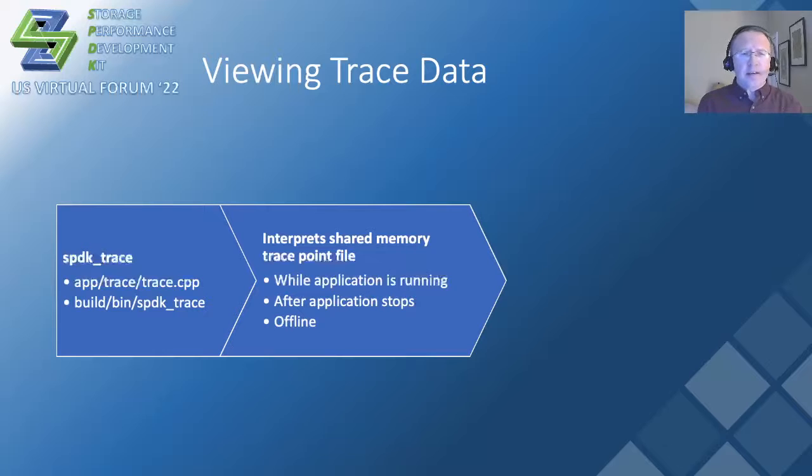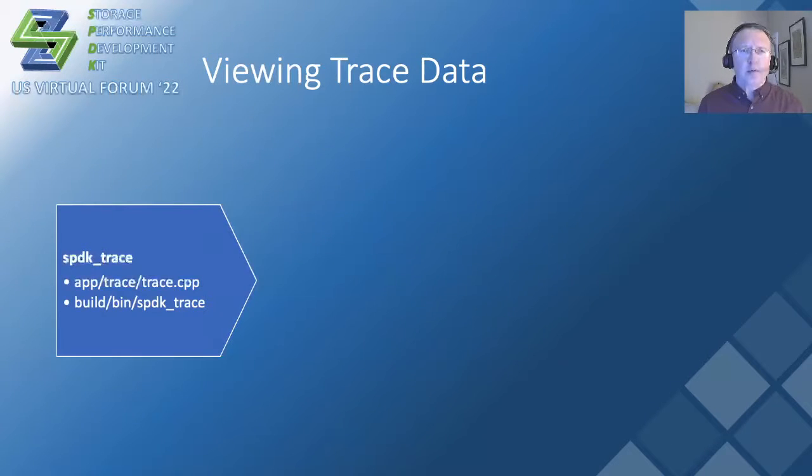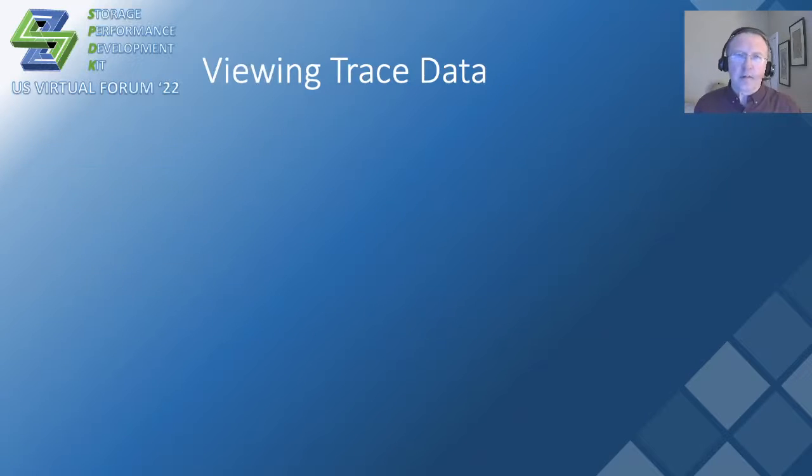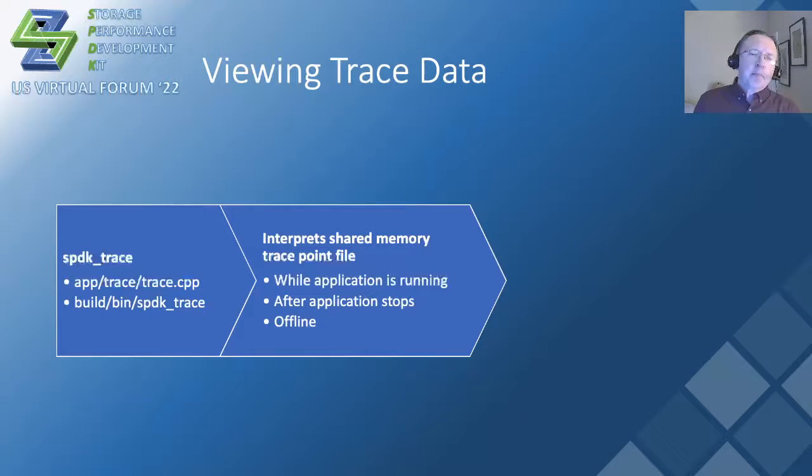If we go back to the previous slide, we can see that it points to the shared memory file in the file system. We can get access to it, but you can also take that file offline. You could compress it, attach it to a bug report, or send it by email. So you have a few different ways of when and where you can actually interpret that shared memory trace point file.